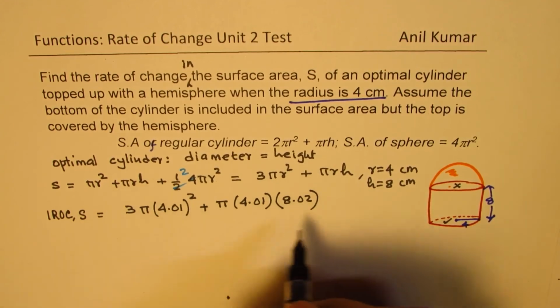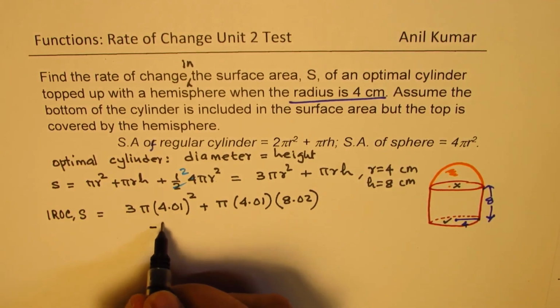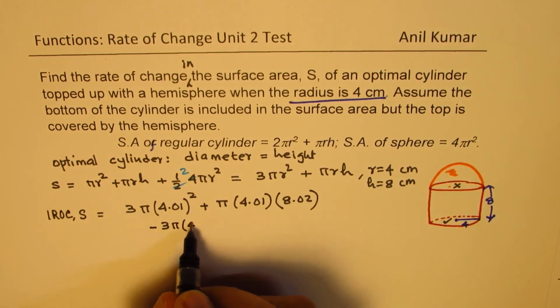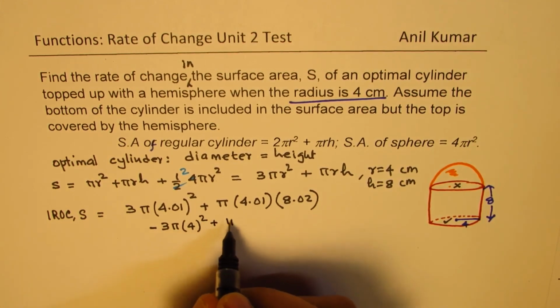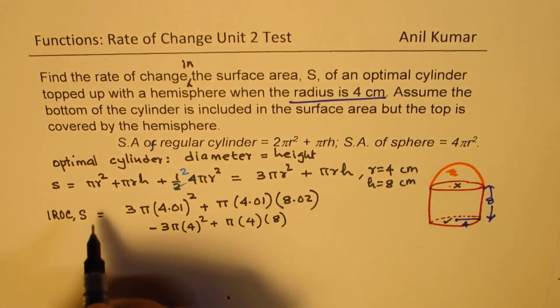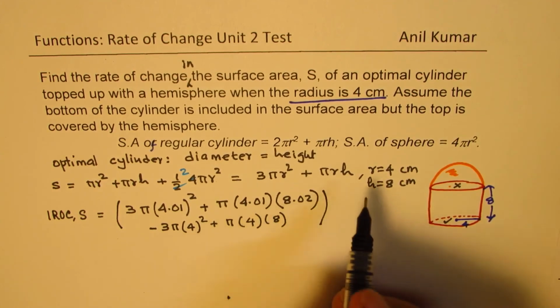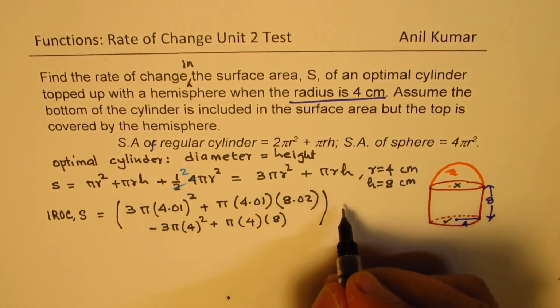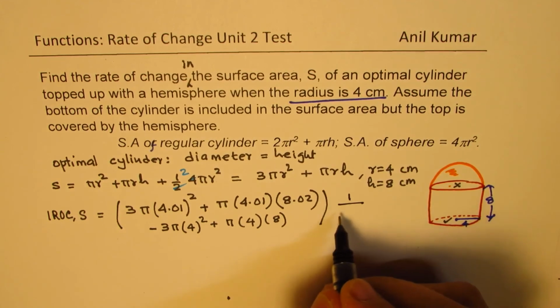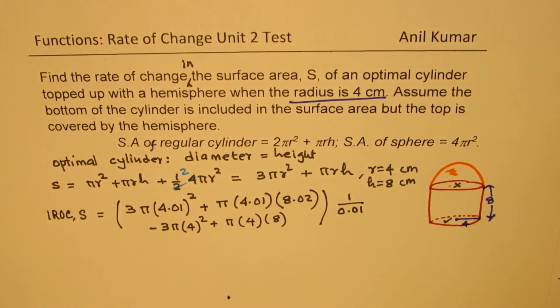And from this, we'll take away minus 3 pi 4 square plus pi times 4 times 8. Is that clear? Divided by all this, we have taken 0.01, so 1 over 0.01, the difference between these two. Is that clear to you? Correct? So that is how we are going to calculate it.